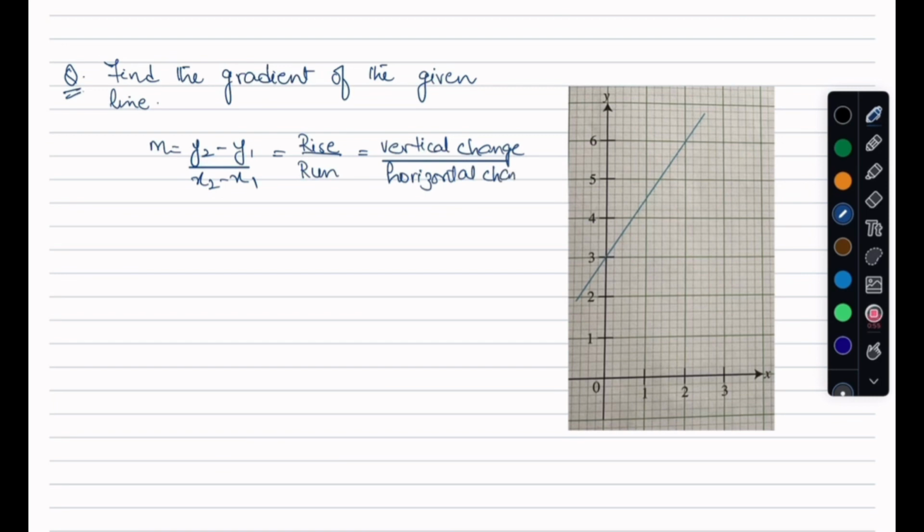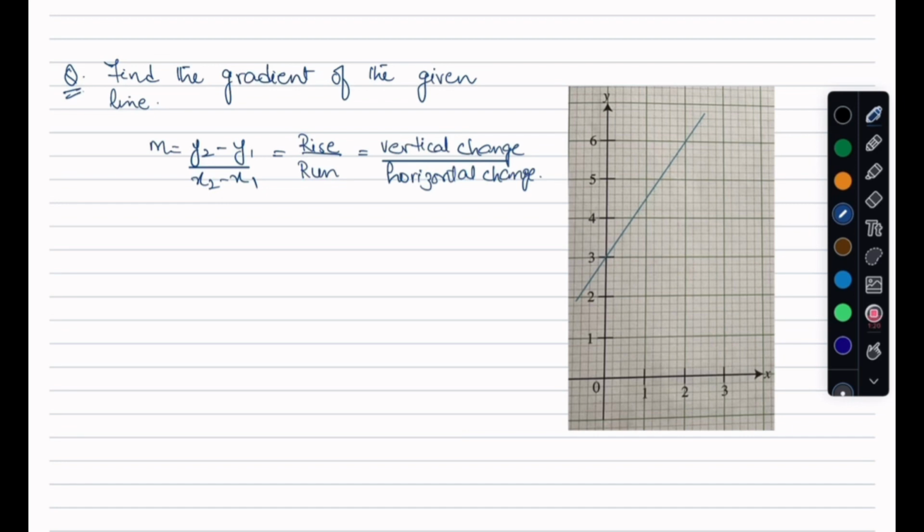So if we are given this graph, we can get the gradient very easily. We have discussed the cases where we said that there are four types of gradients. When the line slopes up, meaning if the y values are increasing, then the gradient is positive. If the line slopes down, the gradient is negative. For a horizontal line, the gradient is 0. And for vertical lines, it is undefined.